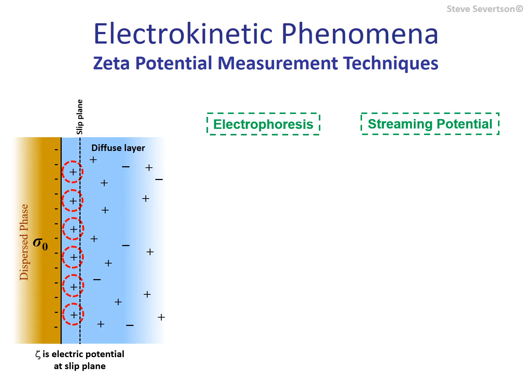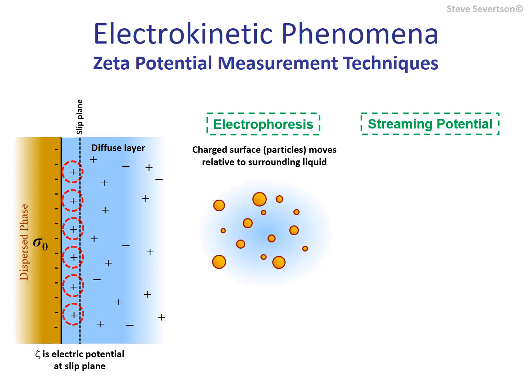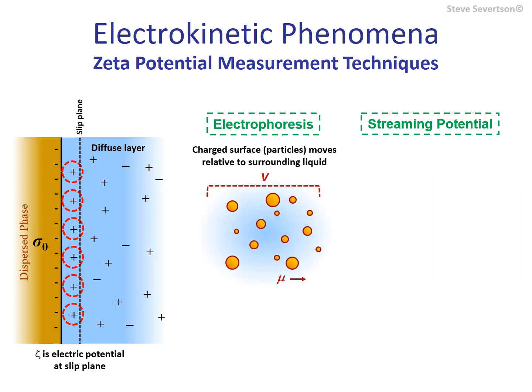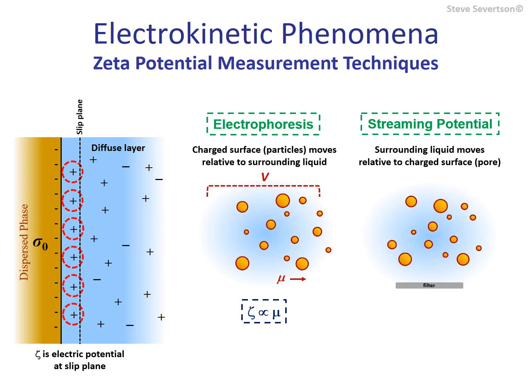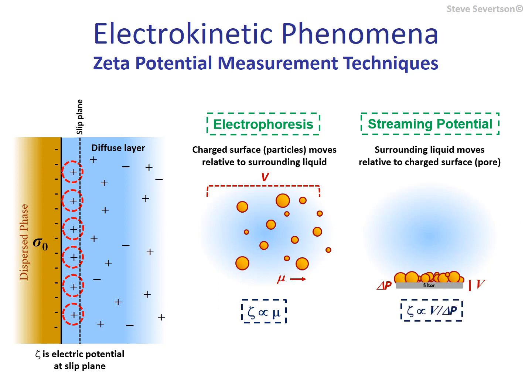In electrophoresis, particle motion is induced relative to the surrounding liquid. This is done by applying a potential across the cell holding the colloid. The zeta potential is calculated from the average particle electrophoretic mobility, which is the electric field normalized particle velocity. In streaming potential measurements, a plug or pad of particles is formed. A pressure gradient is applied across the pad, usually by pulling a vacuum. This produces flow through the plug, creating a potential. The zeta potential is proportional to the ratio of the generated electric potential to the applied pressure gradient.